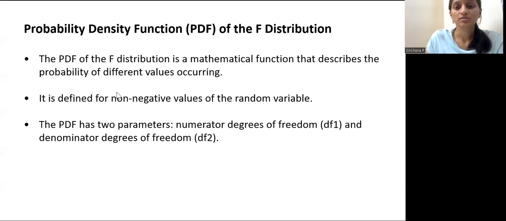Probability density function. It means the PDF of the F distribution. The PDF of the F distribution is a mathematical function that describes the probability of different values occurring. It is defined for non-negative values of the random variable. The probability density function has two parameters, numerator degrees of freedom, df1, and denominator degrees of freedom, df2.